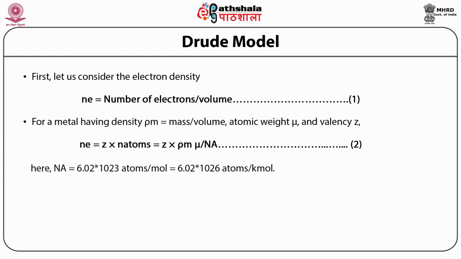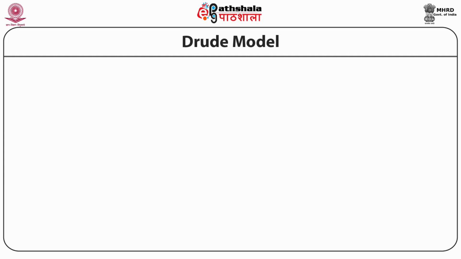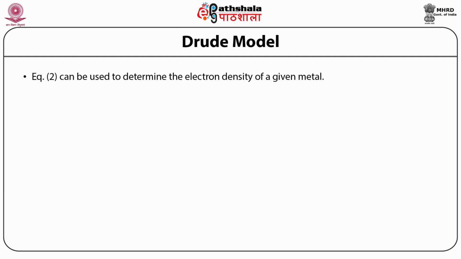Here, Na is equal to 6.02 times 10 raised to power 23 atoms per mole. This is equal to 6.02 times 10 raised to power 26 atoms per kilomole. Equation 2 can be used to determine the electron density of a given metal.